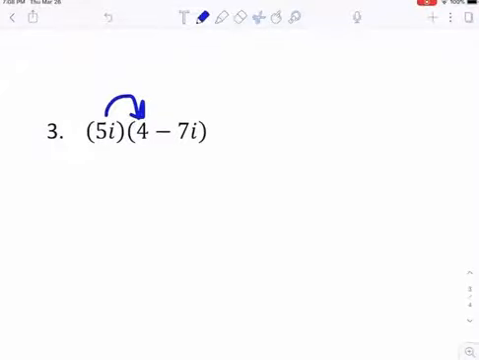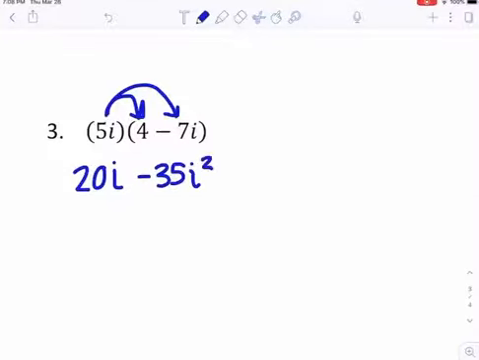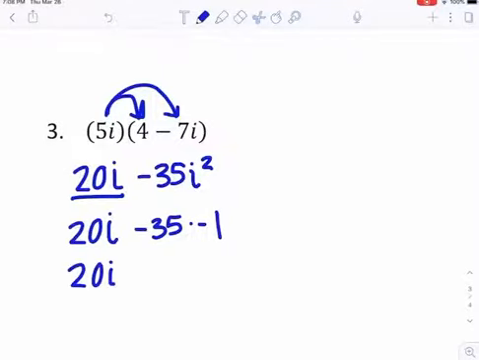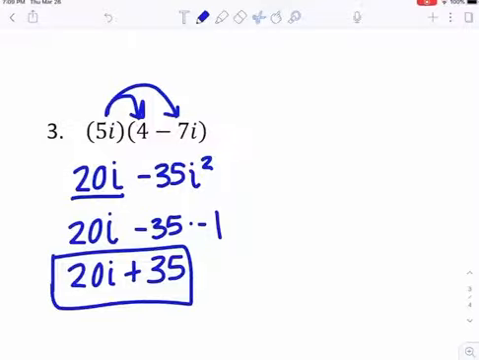So I'm going to do 5i times 4. So that's 20i. And then 5i times negative 7i. So that becomes negative 35i squared. So I can't do anything with this 20i. That's going to stay the same. I can't simplify that any further, but we know that i squared is negative 1. And so that becomes 20i plus, because now this is becoming positive 35, so plus 35, and there we go, that's my final answer.